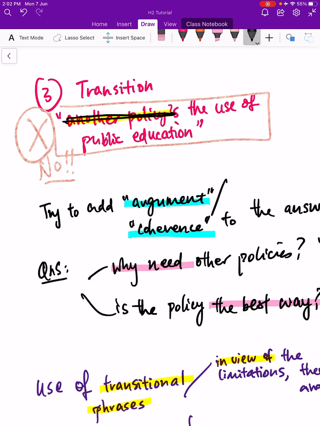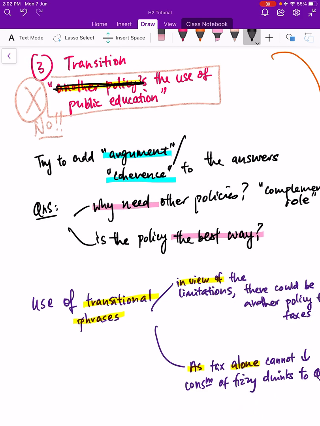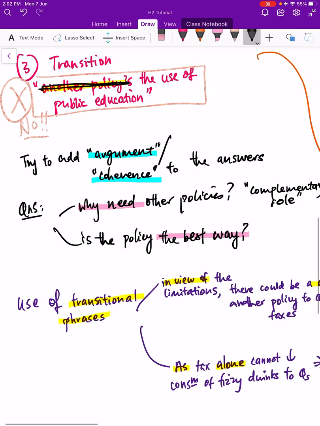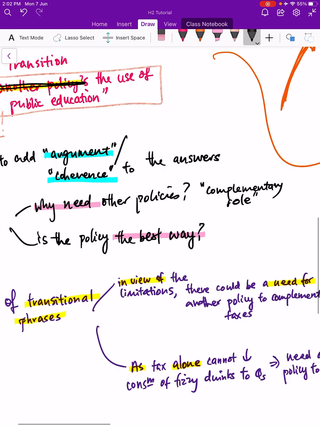I want you to try to add argument or coherence to your answer by asking yourself, why is there really a need for another policy? If there is a need for another policy, can the first policy still be the best way then? Usually other policies play more of a complementary role. That means you need a combination of A and B in order to reach the outcome effectively.